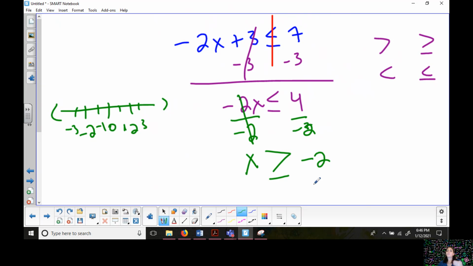There we go. So you're going to go to negative 2 on your number line. But wait a minute. Because we have this, okay, that means our circle is going to be shaded. And this says x is greater than. So we are going to shade to the right. And that would be our answer. Voila. All right, moving on to number 3.